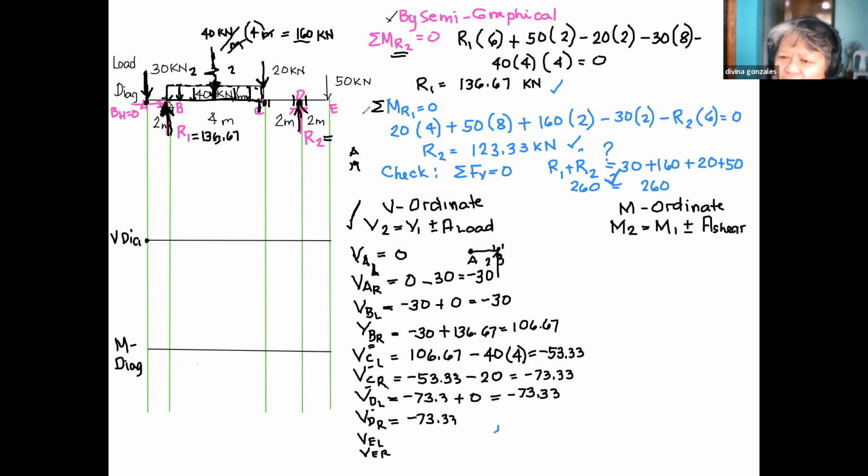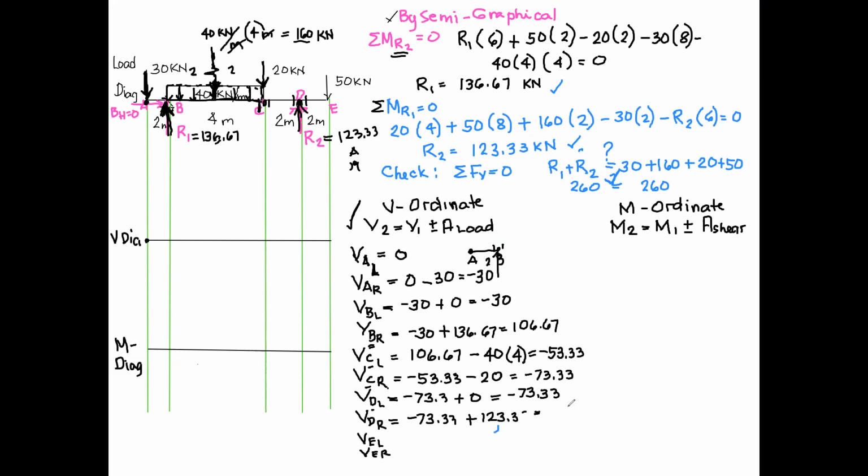The reaction R2 is 123.33. Okay, that is going up. So if I will add 123.33, Kim, Kui, what is the answer? Wait po. Wait po, ma'am. Okay.